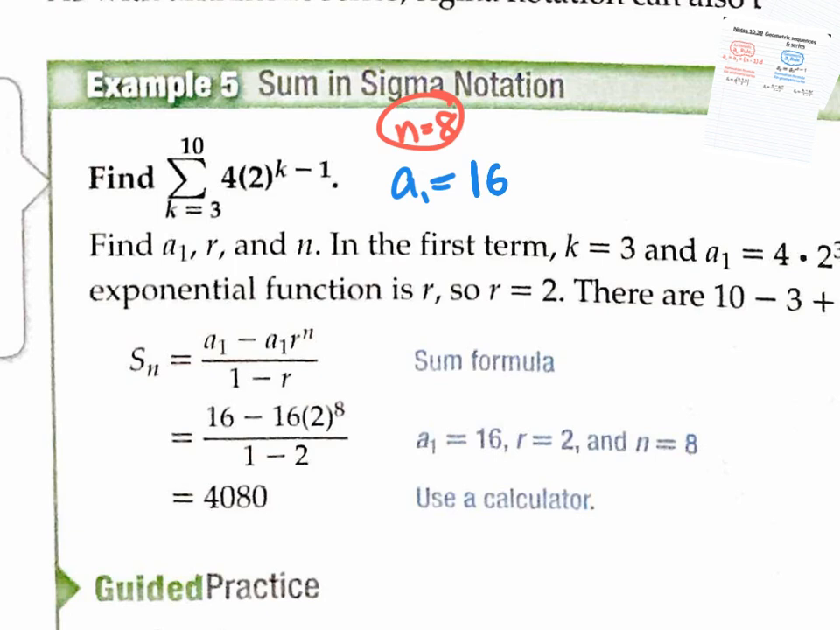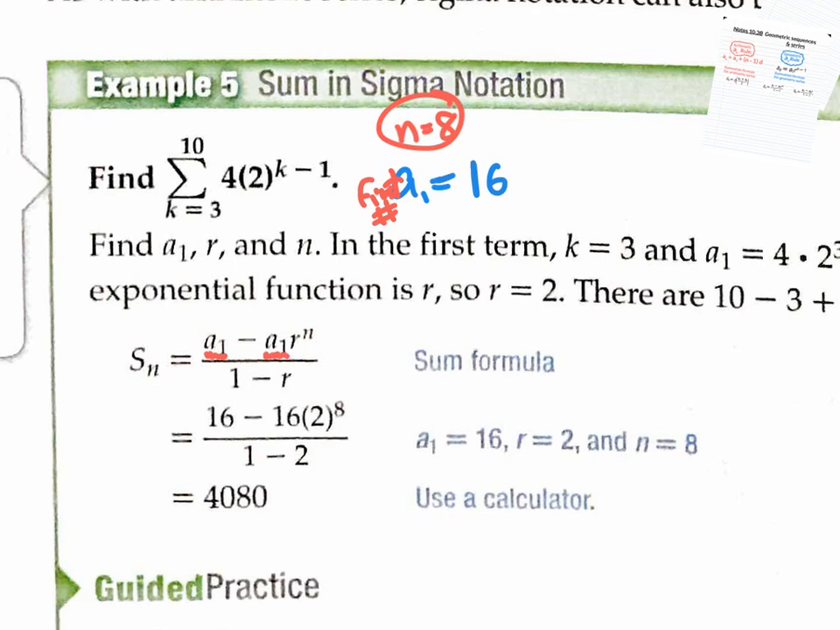Some people get confused by labeling it a sub 1. I mean, if you want, just go ahead and put first number. I don't get confused with a sub 1, but anyways. That 16 is going to go right here where the a sub 1 is at, okay? And it's also going to go right here where the a sub 1 is at.